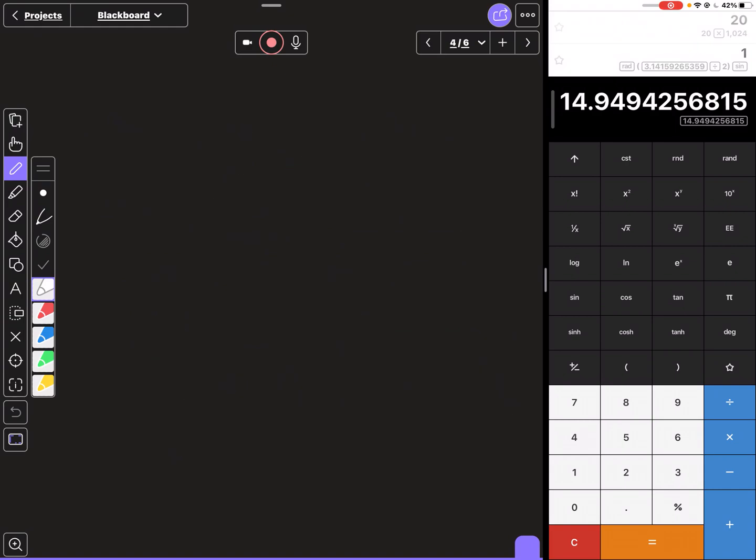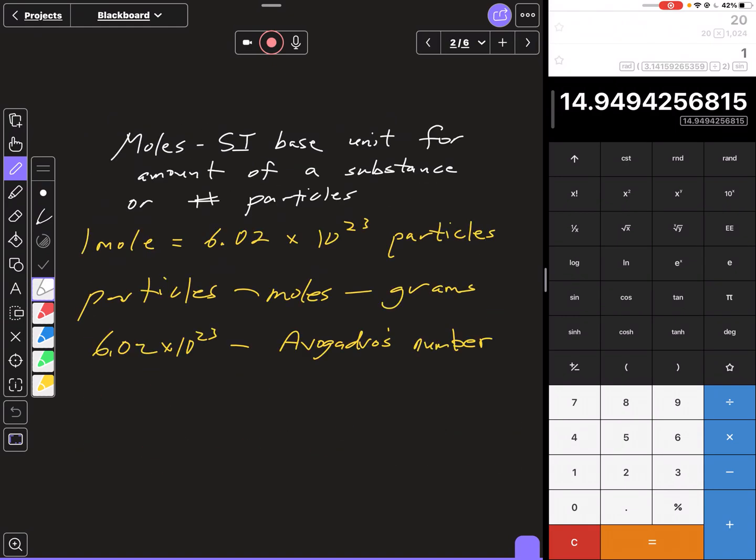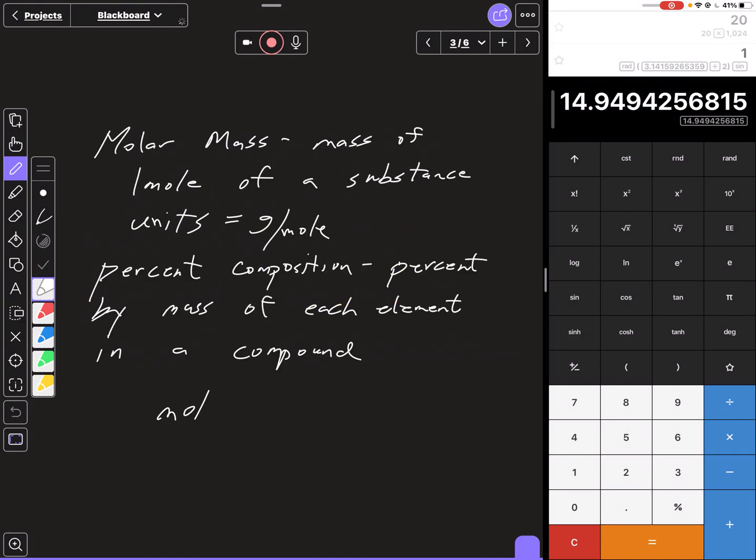Also, we said that the mole is the SI base unit for the amount of a substance or the number of particles. 1 mole is equal to 6.02 times 10 to the 23rd particles. And 6.02 times 10 to the 23rd is called Avogadro's number. Molar mass is the mass of 1 mole of a substance. It is different for each element and each compound.